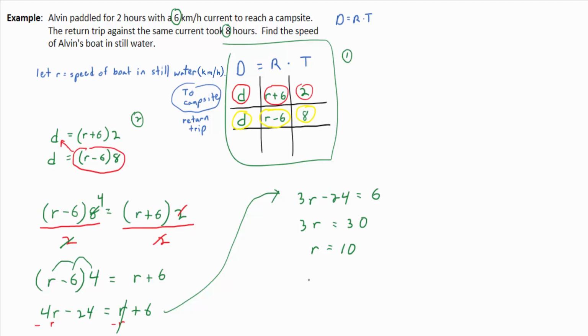So r equals what? 10, what are the units? Kilometers per hour. The speed of the boat in still water, that's what we're looking for. The speed of the boat in still water is 10 kilometers per hour, 10 kmh, or I think some books use km division bar h.